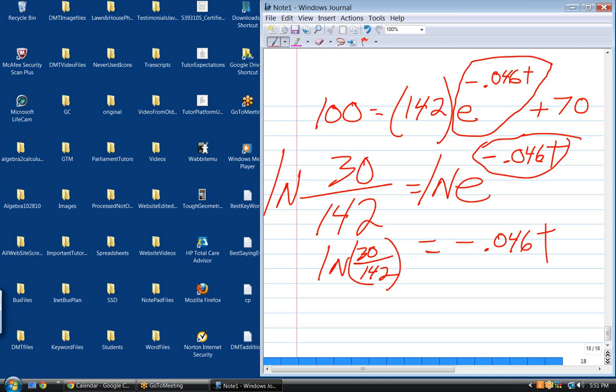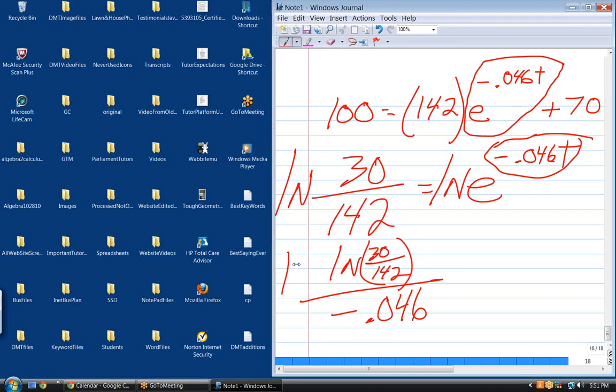Now what? What's t equal to? Wouldn't you first have to divide everything by negative 0.046? We have to divide both sides by negative 0.046. In other words, as long as I divide this by whatever its coefficient is, I'm going to end up with t. Okay? Since I divided that side, I have to divide that side. So that's what t is equal to. Now, can you simplify that? Let me put the t on the other side. Hold on.